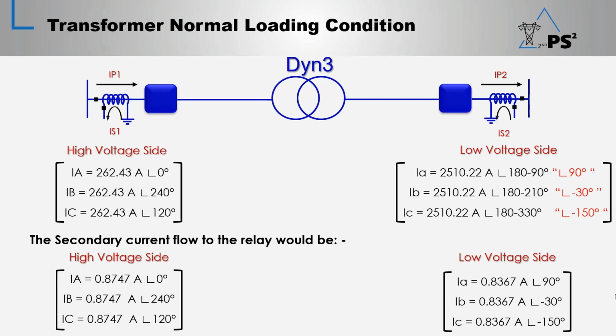These are the values of the primary side of the current transformers, while the current in the secondary side of the current transformers, which is fed to the protection relay, would be 0.8747 for the three phases in the high voltage side with 0, 240, 120 degree, while the current in the low voltage side would be 0.8367 for the three phases with angle of 90, minus 30, and minus 150 degree.